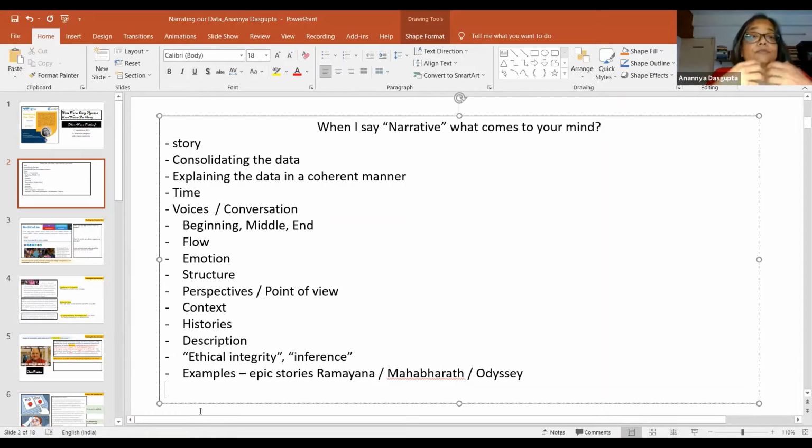Technically, narratives are a part of the story. But today, I think it's all right for us to think about story and narrative interchangeably, and I'm going to use that. And I loved how some of the instances, especially things like consolidating data or explaining data in a coherent manner, have already come into the picture. The question, though, is how? How do we consolidate data? There are various ways in which you all already do it. Now, how can narratives and stories become a way in which they help with that consolidation and that coherence? So we'll think about that.